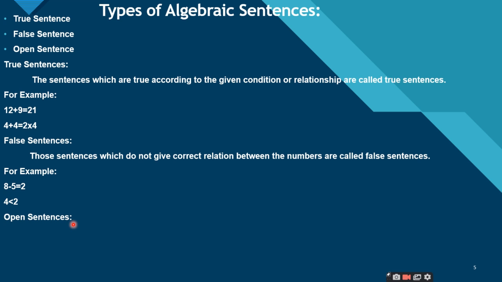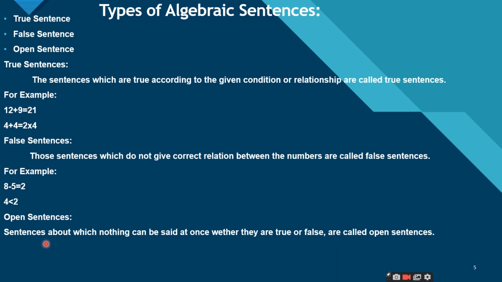Now what are open sentences? Sentences about which nothing can be said at once, whether they are true or false, are called open sentences. For example, x minus 2 is equal to 5. We cannot say that the sentence is true or false until we find the value of x. So this is called an open sentence. 3x plus 7 is greater than 9.